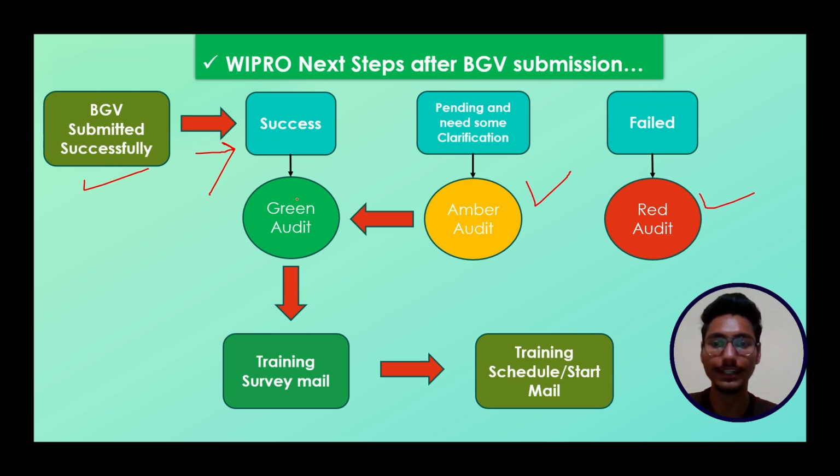And if you receive a green audit mail, then you will directly get a training survey mail. If you receive an amber audit mail, then you will have to re-upload the pending documents. Then after that you will get a green audit mail, and then you will get the training survey mail. And after the training survey mail, you will get the actual training start mail or training schedule mail, in which the training schedule is given. So these are the next steps after the BGV submission.